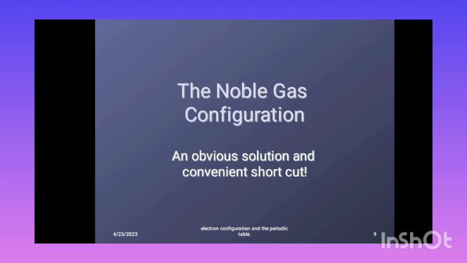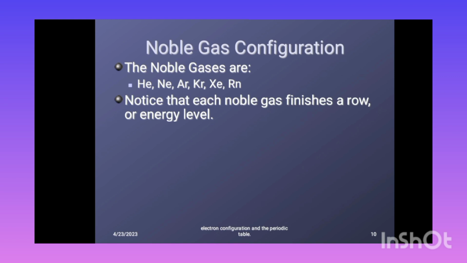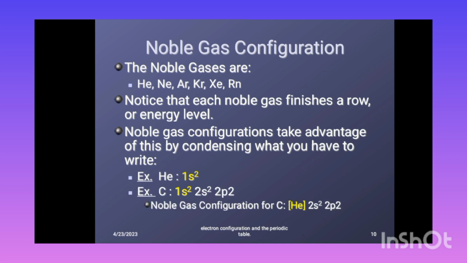The other thing that we remember in the electron configuration is the noble gas electron configuration, an obvious solution and convenient shortcut. The noble gases are, as you know, helium, neon, argon, krypton, and xenon, and note that each noble gas finishes a row or energy level. Noble gas configuration takes advantage of this by condensing what you have to write. For example, helium is simply 1s2.